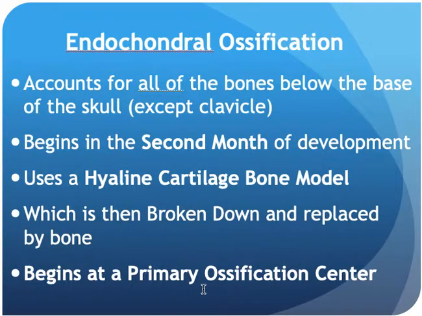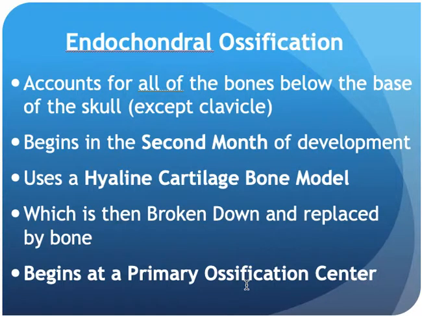Endochondral ossification is the most important one because it is the most common, and this is the one I want you to focus on throughout these chapters. It accounts for all of the bones below the base of the skull except for the clavicle, or collarbone. It begins in the 2nd month of development, using a hyaline cartilage bone model. We gradually replace that cartilage with bone, starting at a primary ossification center.